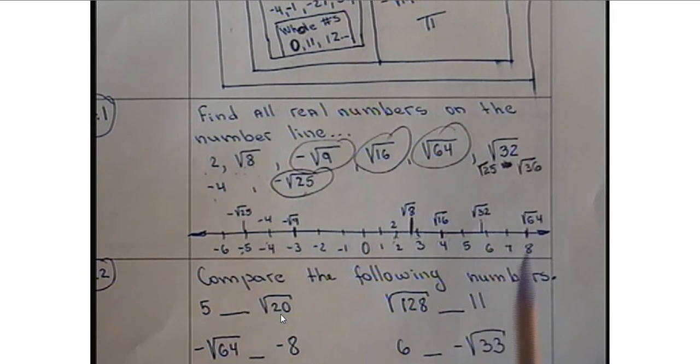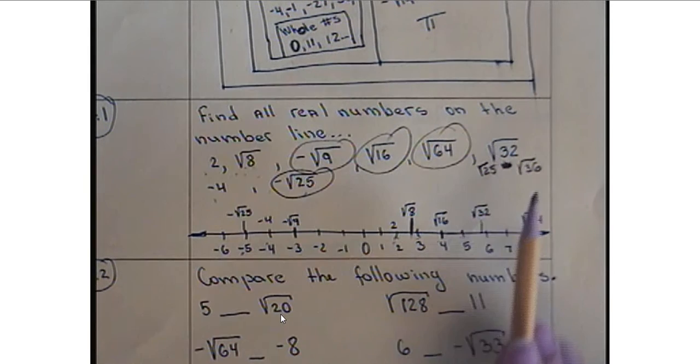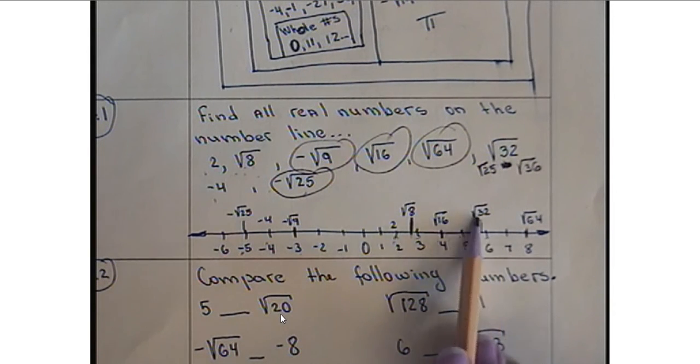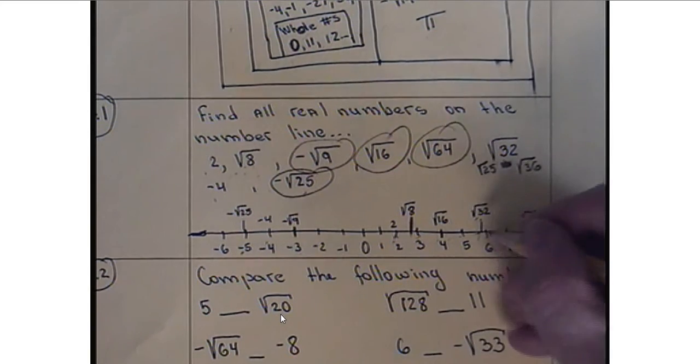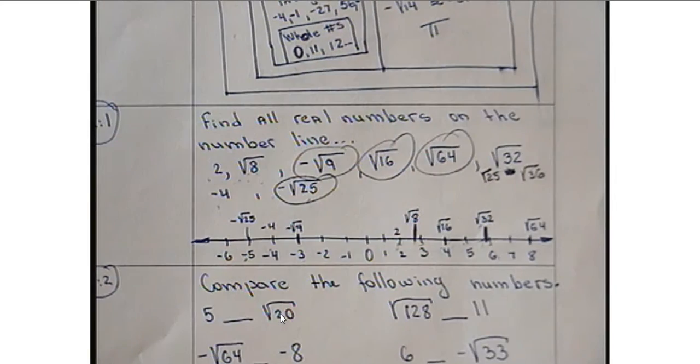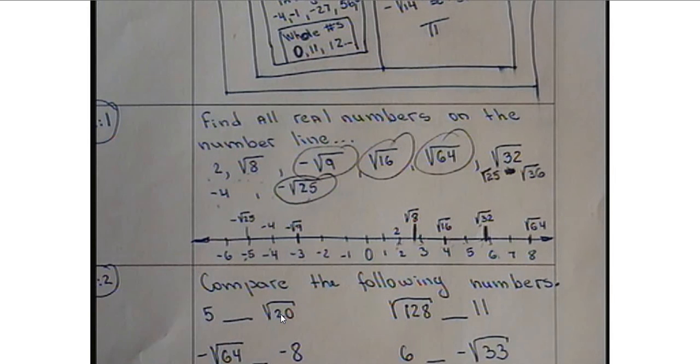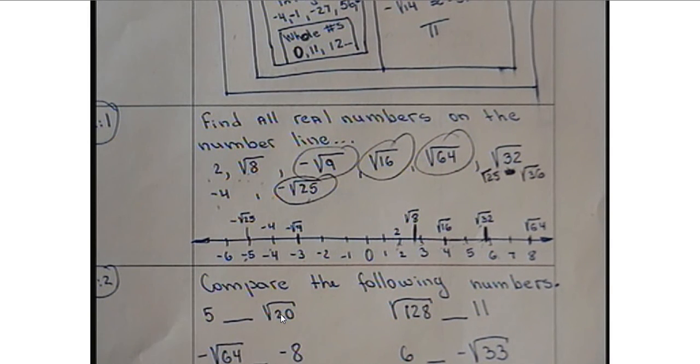So square root of 25 is 5, square root of 36 is 6, 32 is closer to 36, so we're gonna label that spot and we'll count it as square root of 32. So that's how we order or put on the right spots all those real numbers.